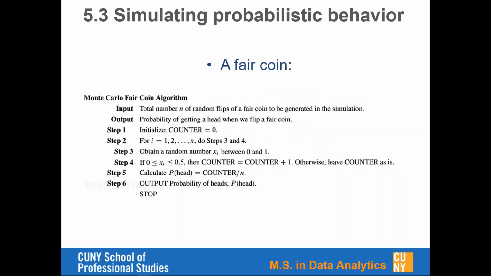So now let's look at this fair coin example. Suppose that the input is the total number of n random flips of a fair coin to be generated in the simulation, and the output is the probability of getting a head when we flip a fair coin. So it sounds like it's actually simple, right?